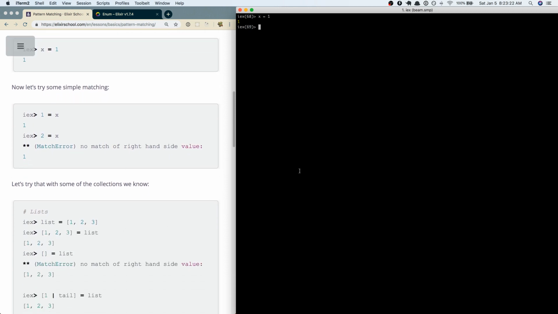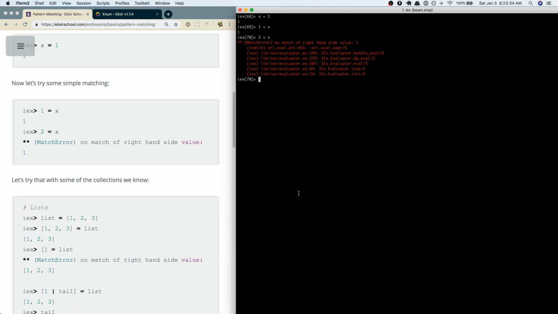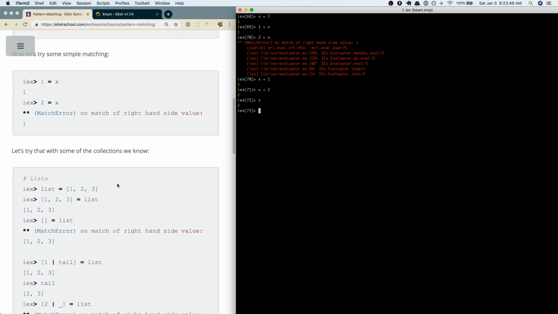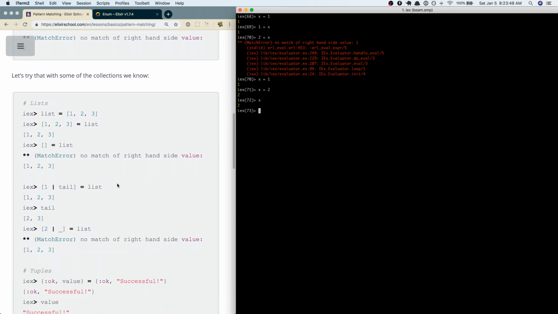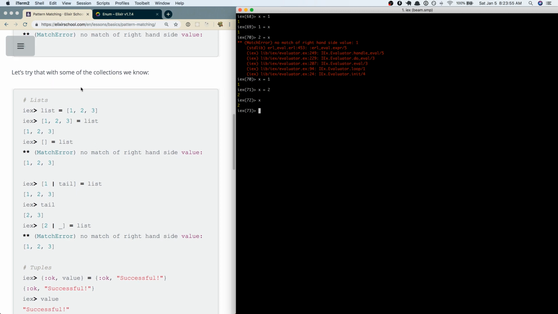Now let's try some simple matching. Let's try that with some collections we know.